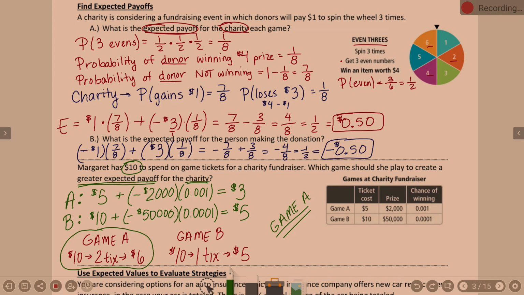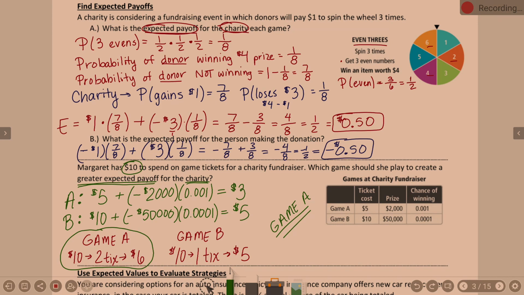So now if we think about it, if game A is a greater payoff for the charity, is Patrick right in wanting to play game B? Is that the better payoff for him? As the donor, it's the better payoff if we play game B, but that's not what the question was, right?